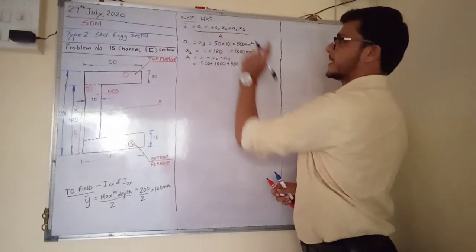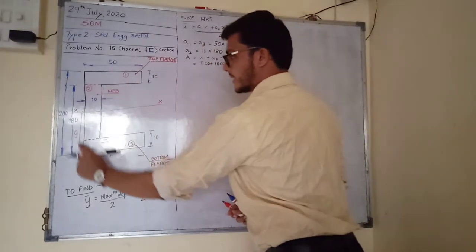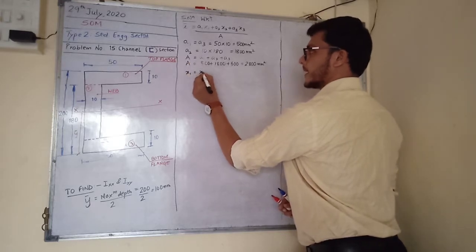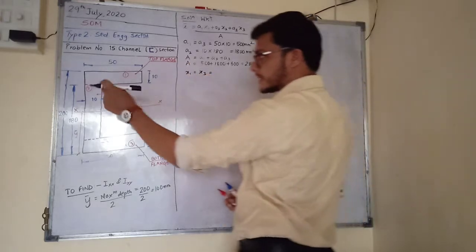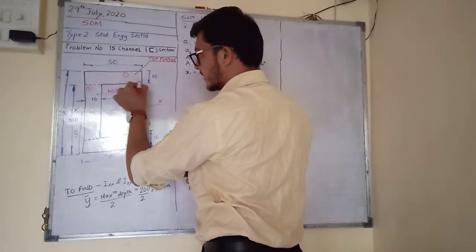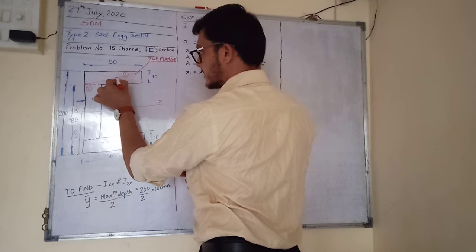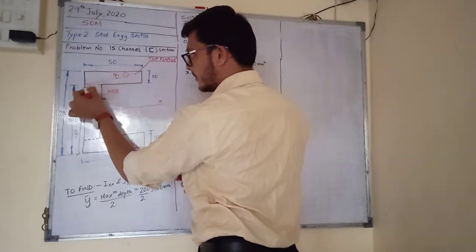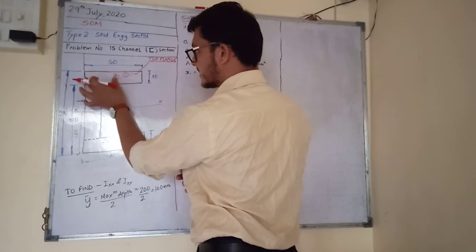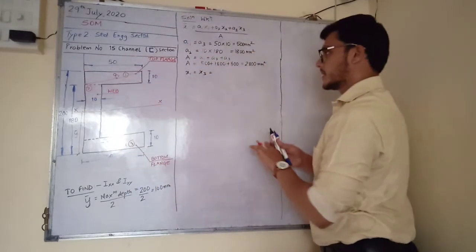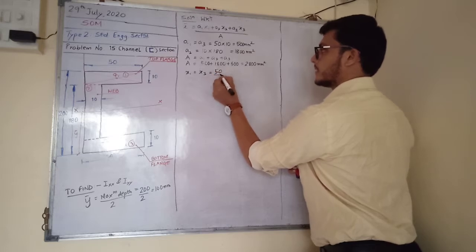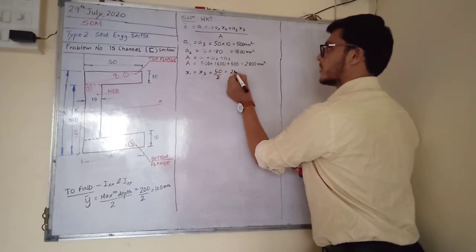So again x1 and x3 will be the same because these are similar rectangles. So I am writing here x1 is equal to x3 is equal to, x is the horizontal distance. For rectangle number 1, where the diagonals meet is G1. From the reference axis to G1, the distance will be half of 50. So x1 and x3 both will be 50 by 2, 25 millimeter.